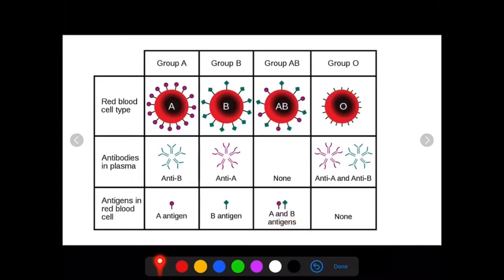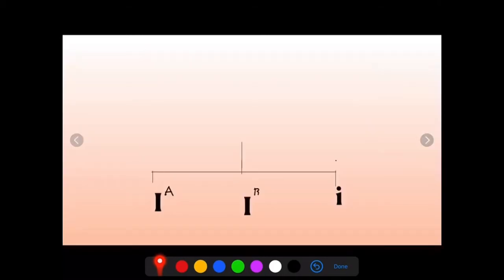Come to the case of O. O contains antibody A, antibody B, but none of the antigens on its surface. You can see here. So this is the molecular difference between the blood groups of these four types. Now what is the genetics behind this?